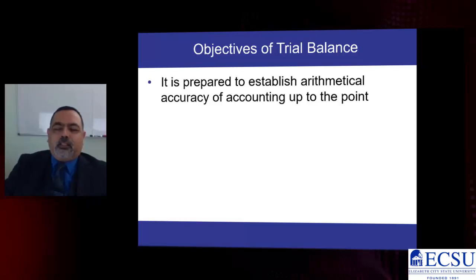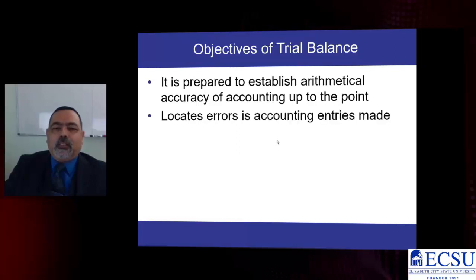Second is the adjusted trial balance, which is prepared after we have completed the adjustments and the adjusting entries are posted. So the first checkpoint is the unadjusted trial balance, the second checkpoint is the adjusted, and the last one is the post closing trial balance. Each of them tries to establish the arithmetical accuracy of accounting up to the point when we are preparing those trial balances.